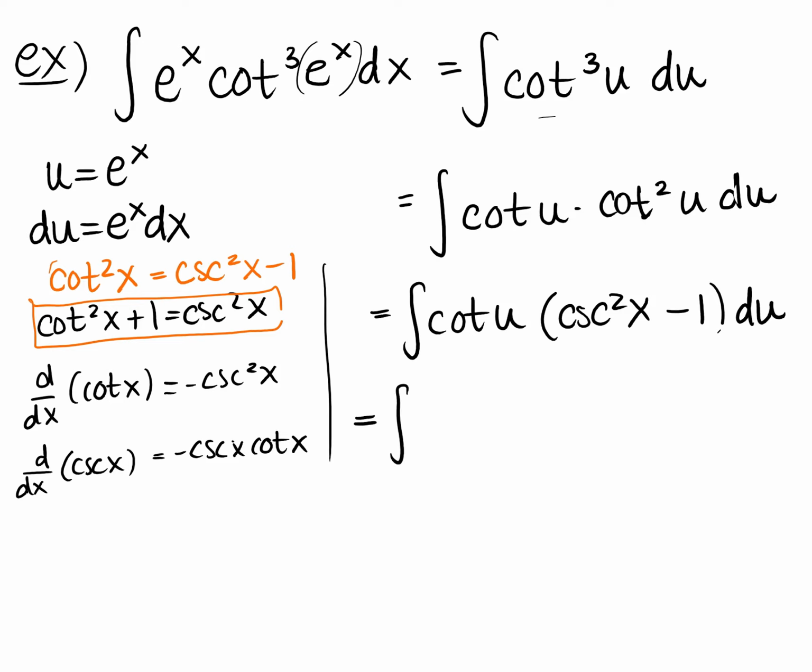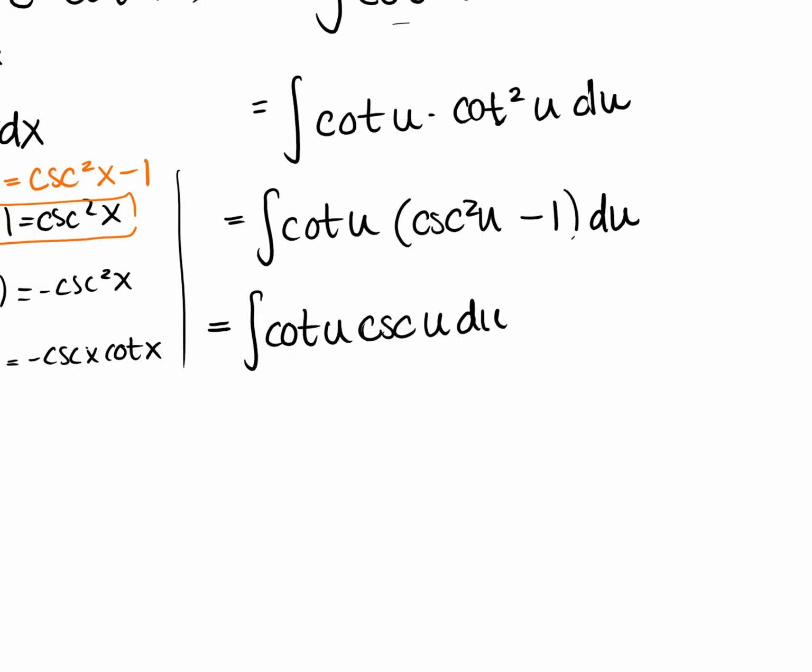Let's break this up. We'll have cotangent of u times cosecant of u du. And then if I take that cotangent through, I would have minus the integral of cotangent of u du. Now the integral of cotangent of u I will give you. I believe that's one of those that I said I would give you in 8.1. But if you don't see that, cotangent of u is actually not too bad to figure out, okay?